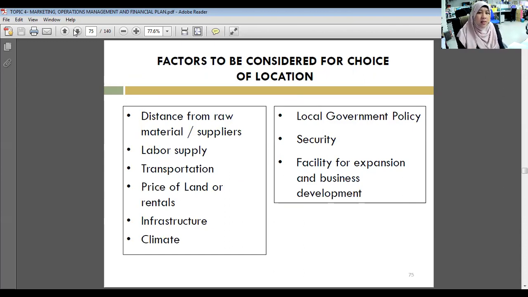This is for the slide notes, which has been stated and added to a little here. Distance from the raw materials is a factor to be considered for the choice of location, meaning your operation locations, or brick and mortar, the HQ, the home office, the main headquarters. And then we have labor supply, transportation, and price of land or rentals. Price of land or rentals means that a more strategic place in an urban area will need a higher cost.